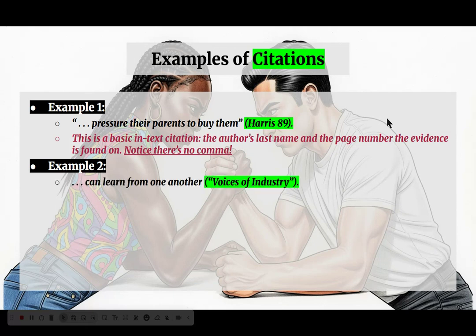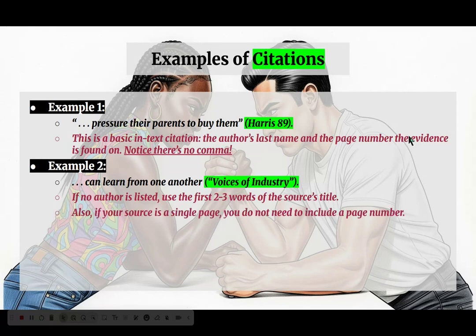Second example, we have in parentheses, quotation mark, "Voices of Industry," quotation mark, parentheses, period. What this means is that no author was listed, so we used the first 2 to 3 words of the source's title. Again, because at the end of an essay, if you didn't have an author listed, the first thing on that full citation would be the title. And then know there is no number here, and that means that the source is a single page, so there's no reason to put a page number because there's only one page for that entire source. So you can just leave the number off in that case.